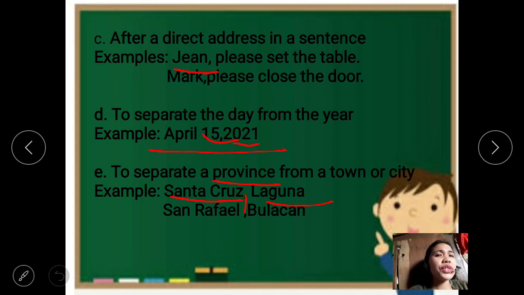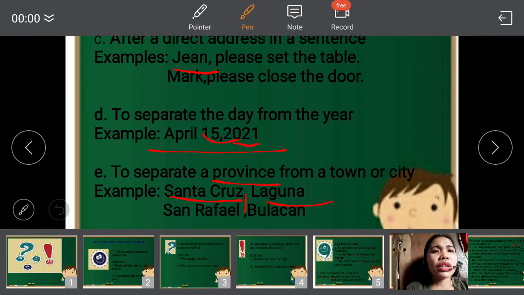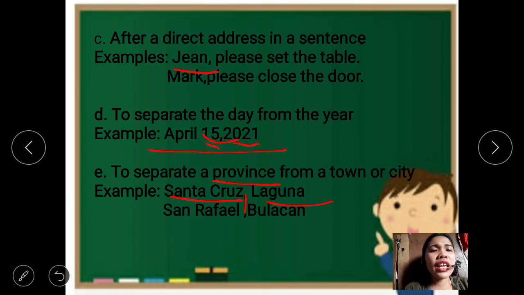And of course, letter D, to separate the day from the year. Okay, so ito po, alam na alam po natin to na kapag magsusulat tayo ng date, after the day, kailangan po natin ng comma before the year. Ayan, so ito po siya, the day and comma and the year.